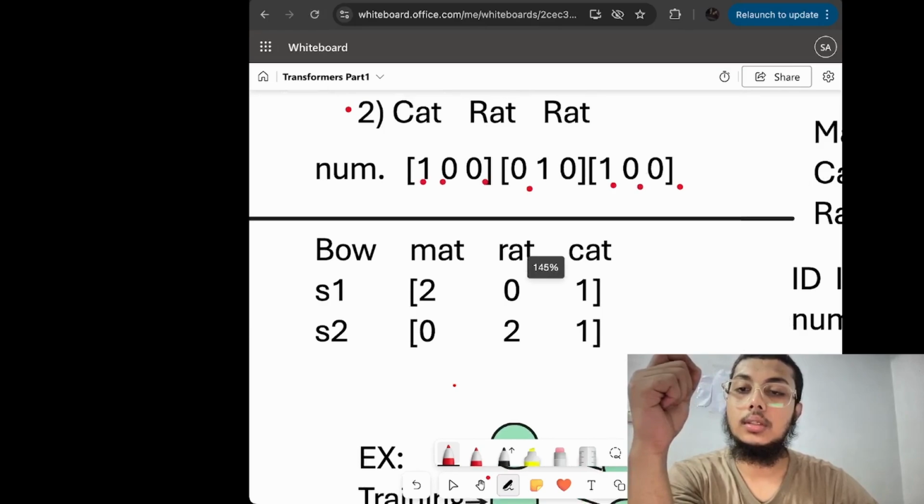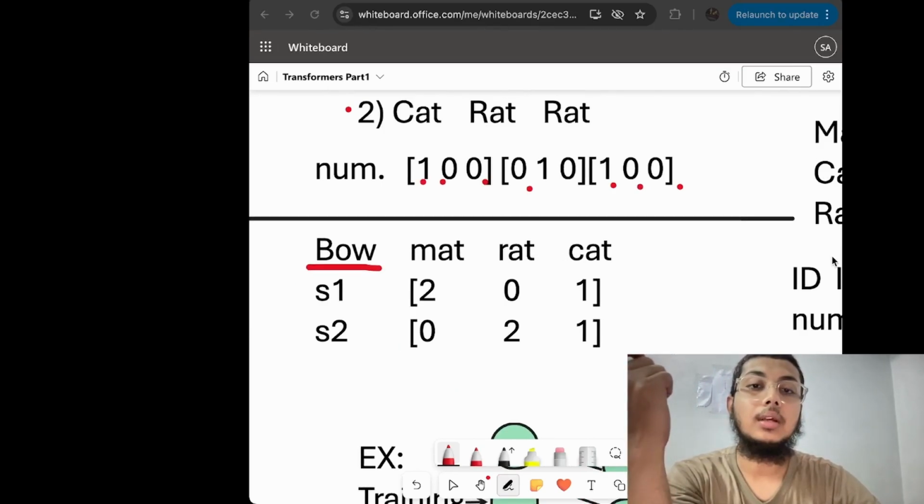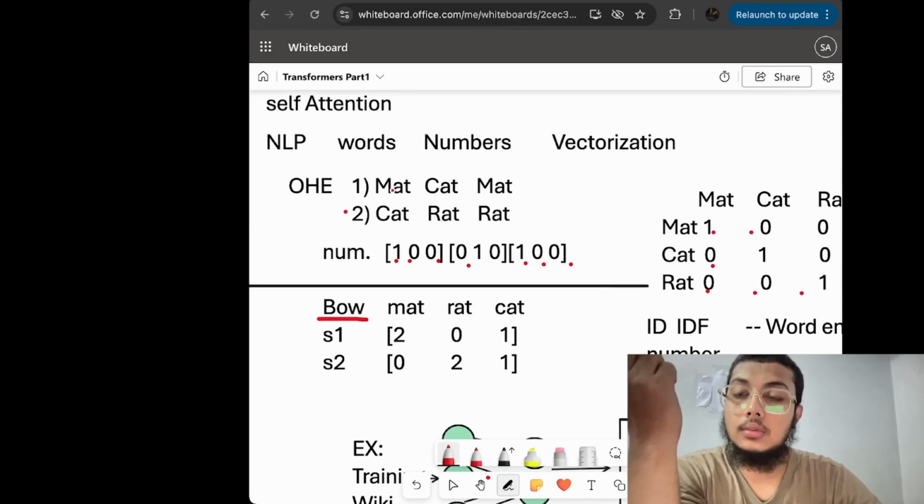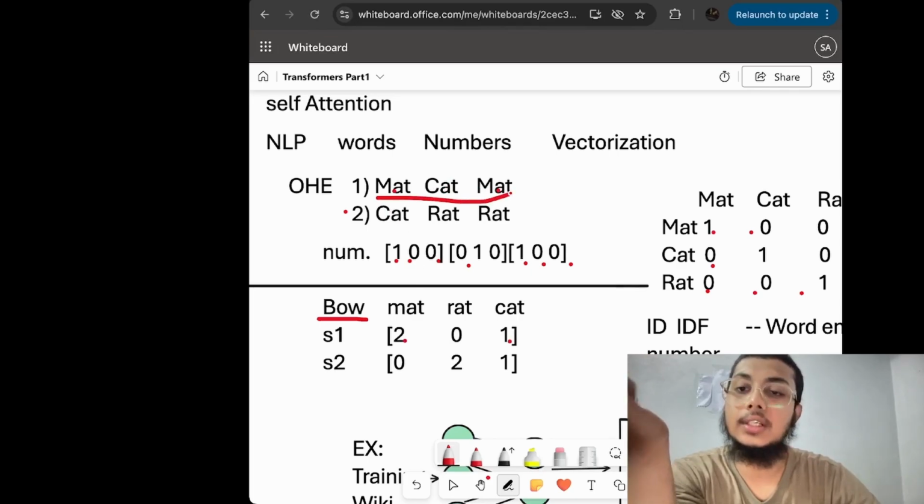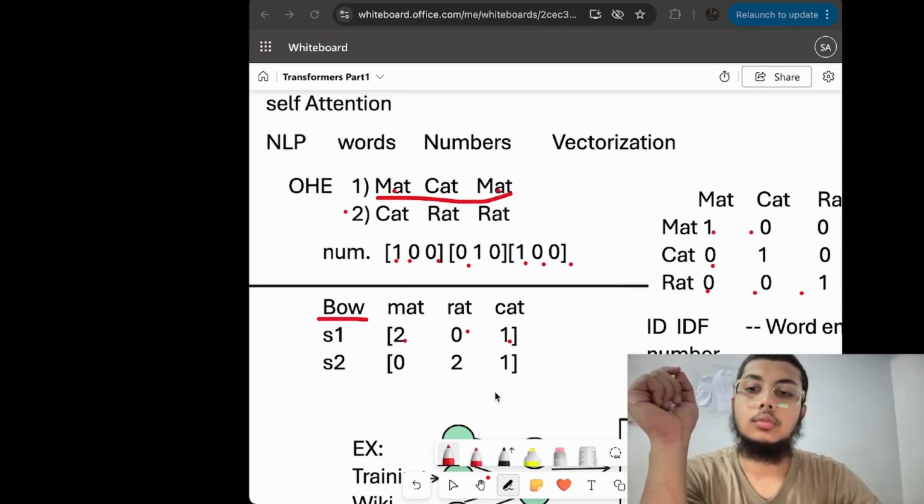You will ask each of them, tell me how many times mat came in your sentence. Here mat came twice, and cat came one time. In the first sentence, rat has not come even a single time, so we have written it as 0. Similarly we have written it for the second sentence also, according to bag of words.